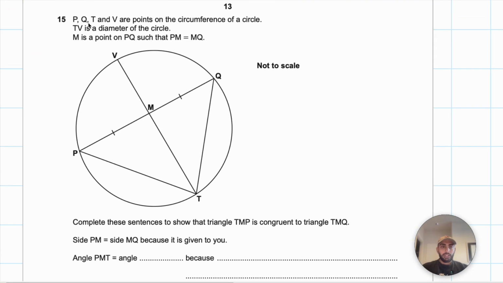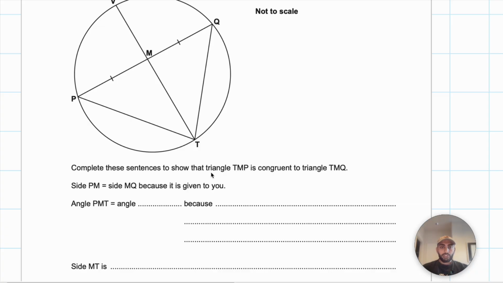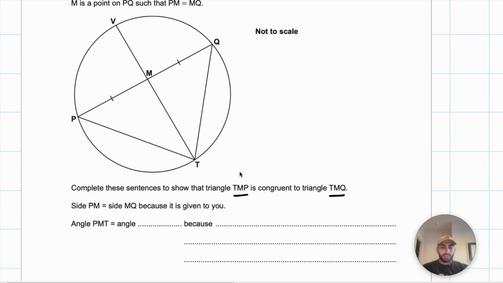Question 15. P, Q, T, and V are points on the circumference of the circle. TV is the diameter of the circle, so that one. M is a point on PQ, so that's in the middle of PQ, such that PM is equal to MQ. So that's saying that's half of the line and that's half of the line. Complete these sentences to show that the triangle TMP is congruent to triangle TMQ. So this is a triangle proof question. We're trying to prove TMP is exactly the same as TMQ.